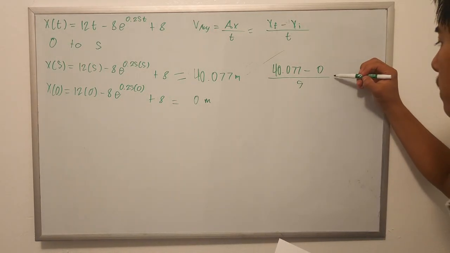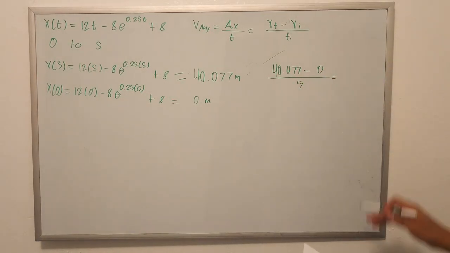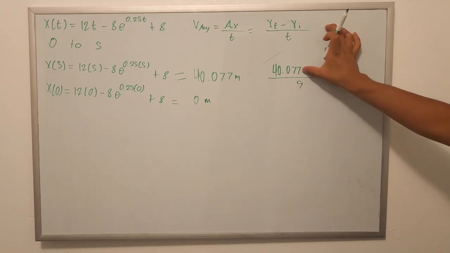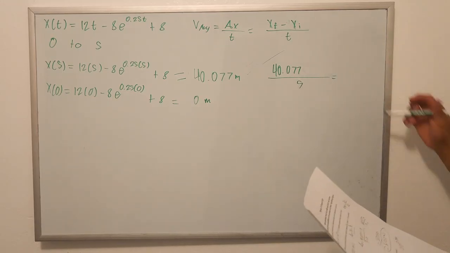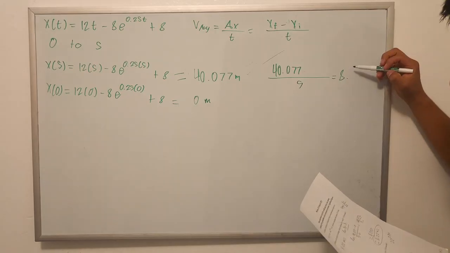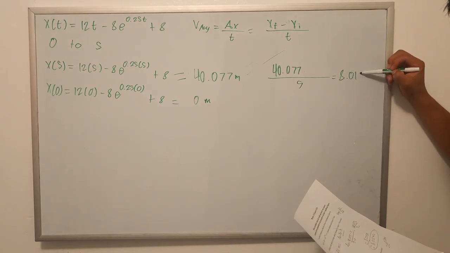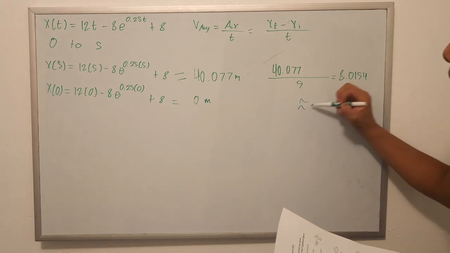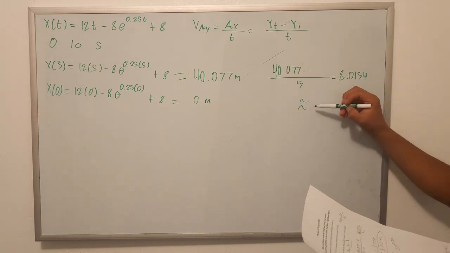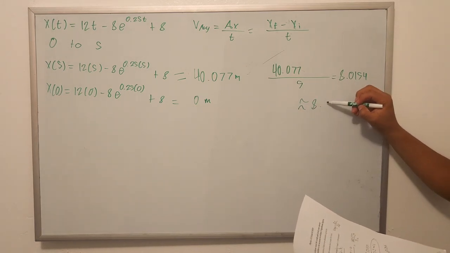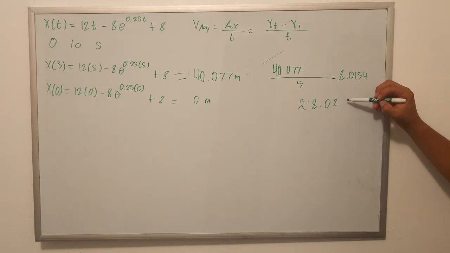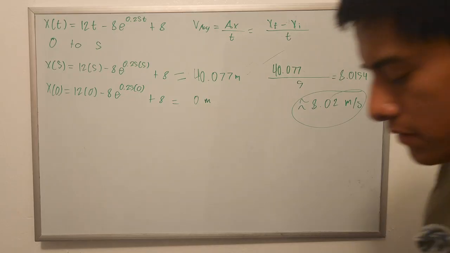And then once you plug that into the calculator, you should get 8.0154. Round that to 3 significant figures, you'll get 8.02 meters per second, and then that's going to be your final answer.